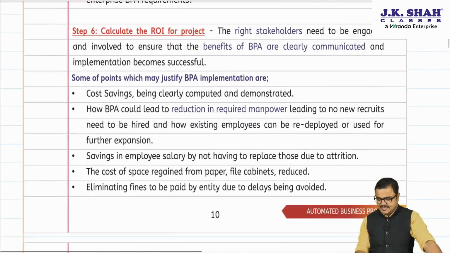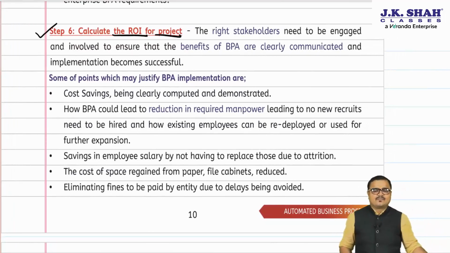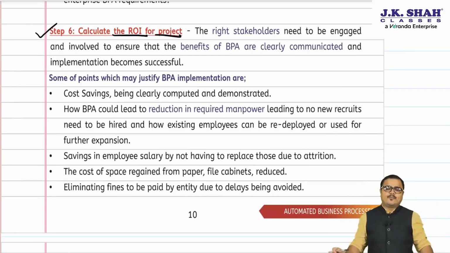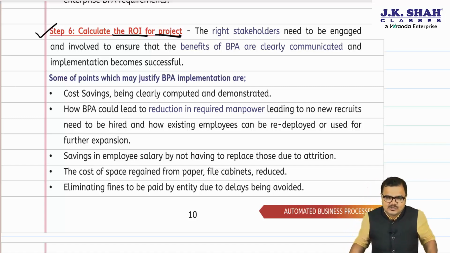But our answer is here. Calculate the ROI for the project. Agreed? So you have to write only the first line that Mr. Akash will cover the following points in his presentation to convince top level management regarding acceptance as well as implementation of business process automation.